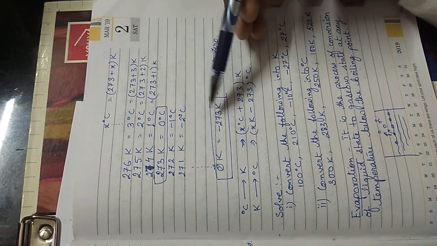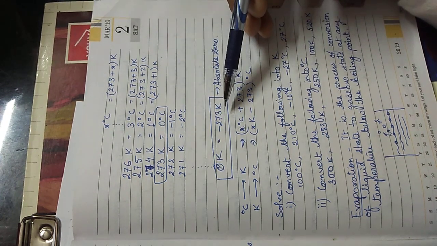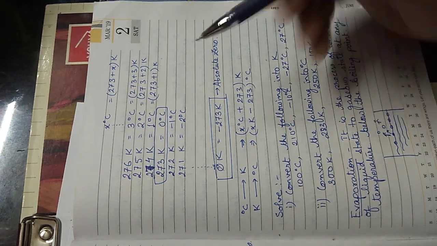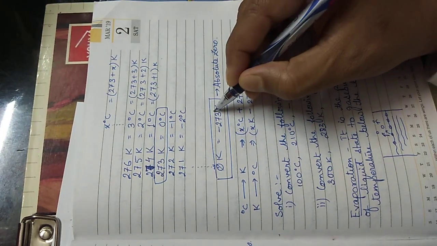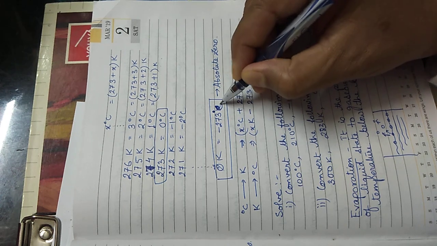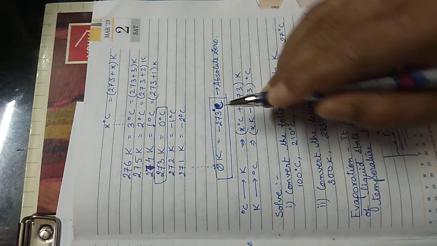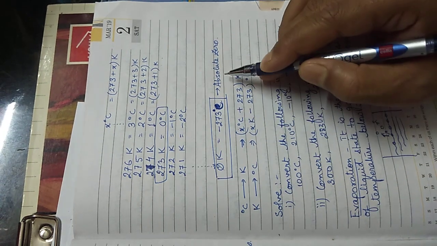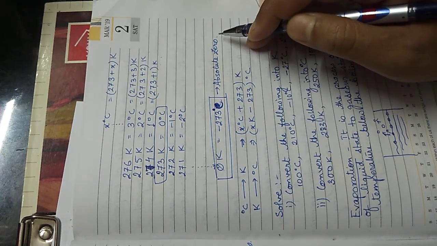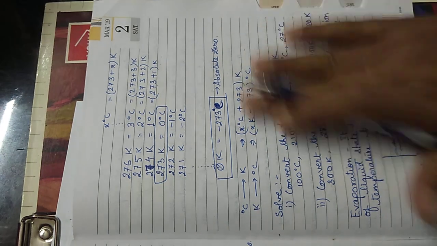So 0 degree Celsius will become how much? Minus 273 Kelvin. So minus 273 degree Celsius. So this minus 273 degree Celsius, this is the lowest achievable temperature and it is called absolute zero. So this is one thing we have to remember.